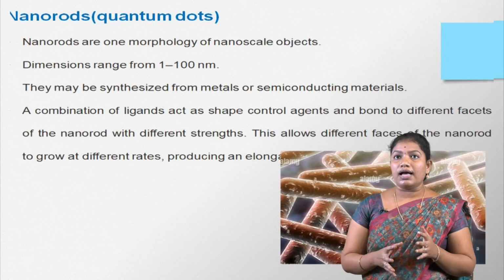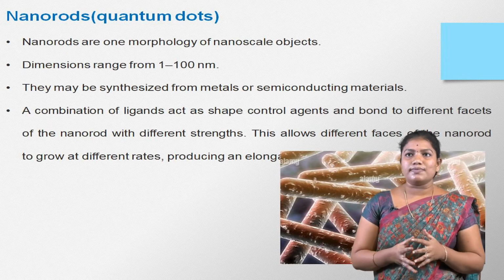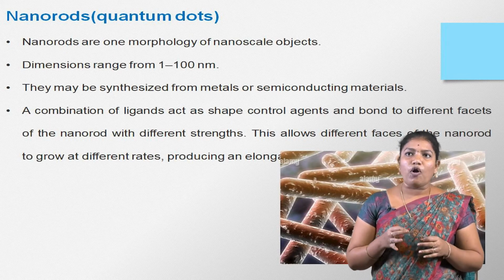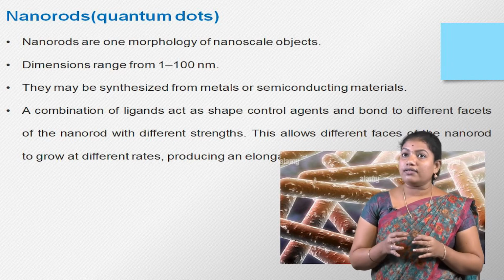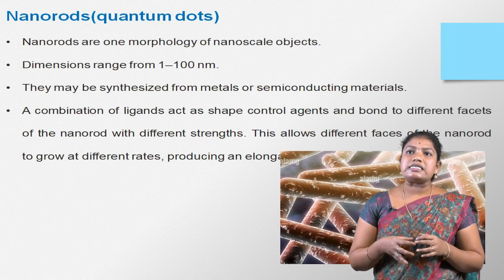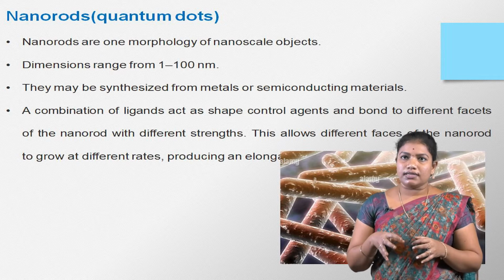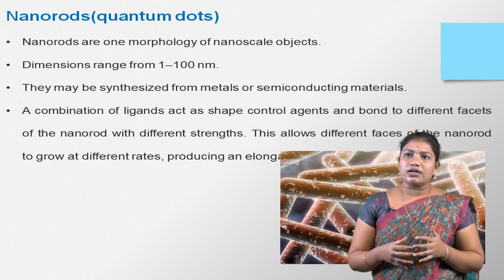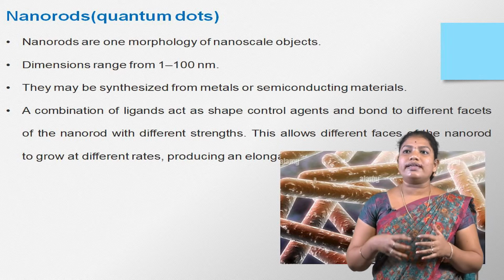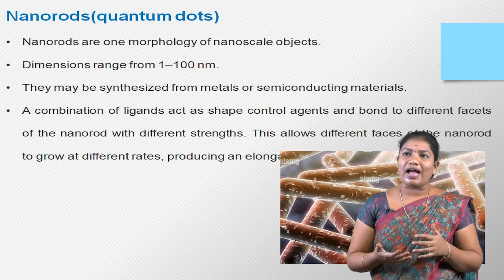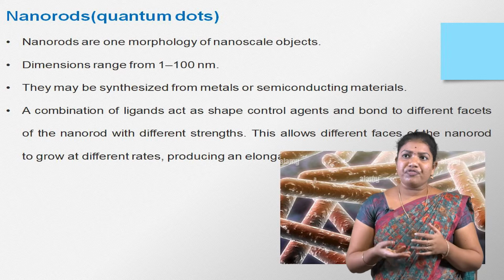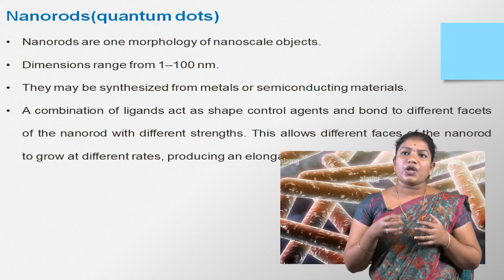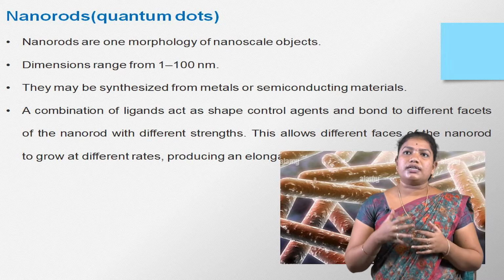The next one, nanorod. It's like quantum dots. Nanorods are one morphology of nanoscale objects. The dimensions range from 1 to 100 nanometers. They may be synthesized from metal or semiconducting materials. The combination of ligands acts as the shape controlling agent and bonds to different faces of the nanorod with different strength. This causes different phases of the nanorod to grow at different rates, producing an elongated object.